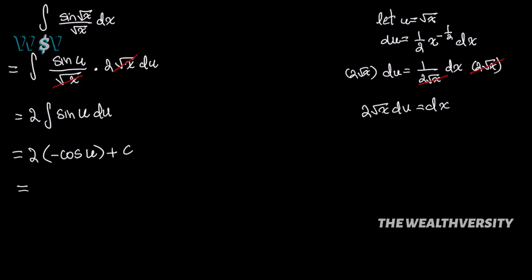We sub the square root of x back in for u, and we simplify, and we get that our final answer is negative 2 times cos of the square root of x plus c.